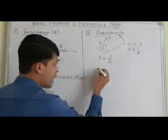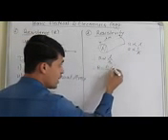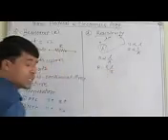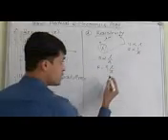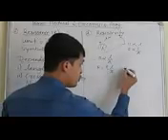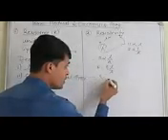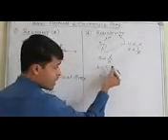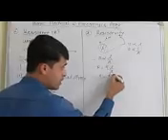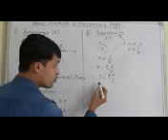Therefore, R is equal to rho L upon A. Rho is a constant, called the resistivity. Therefore, resistivity is equal to R into A upon L. Now we will find out the unit for the resistivity.